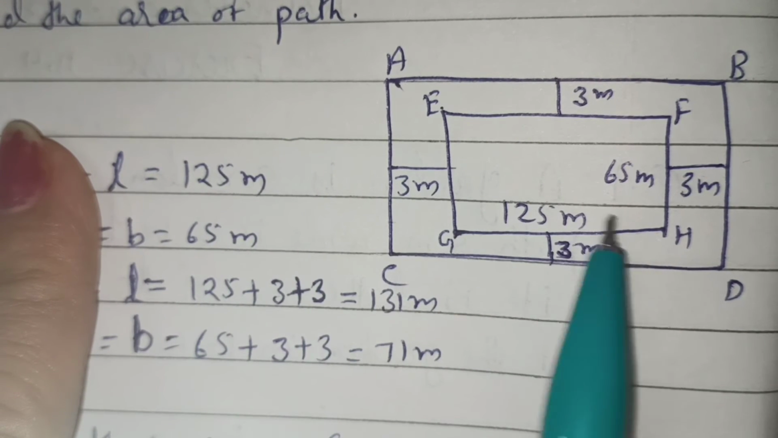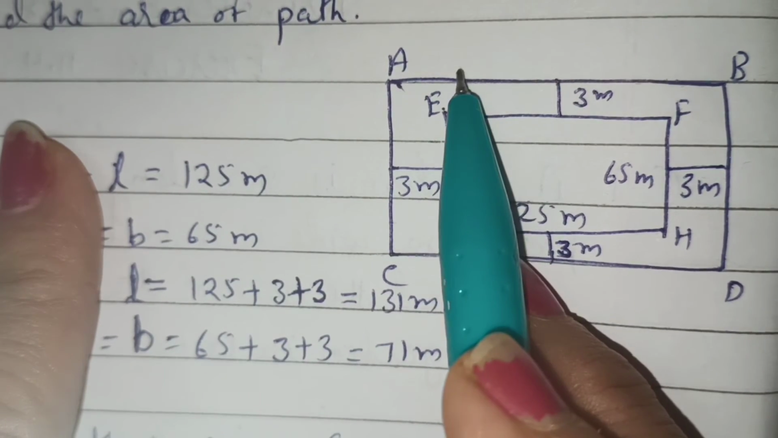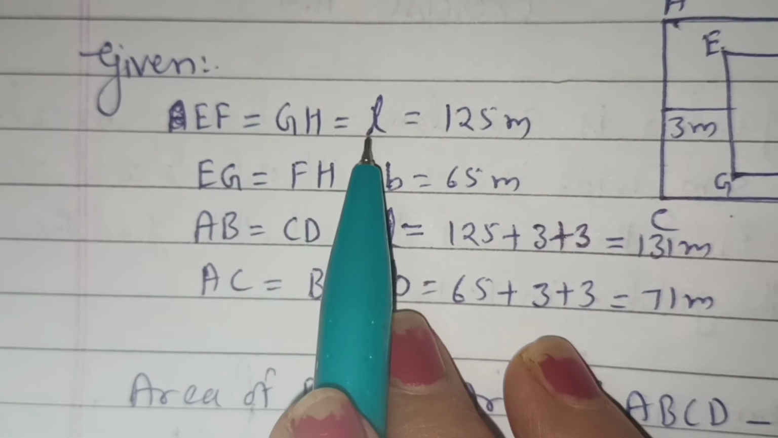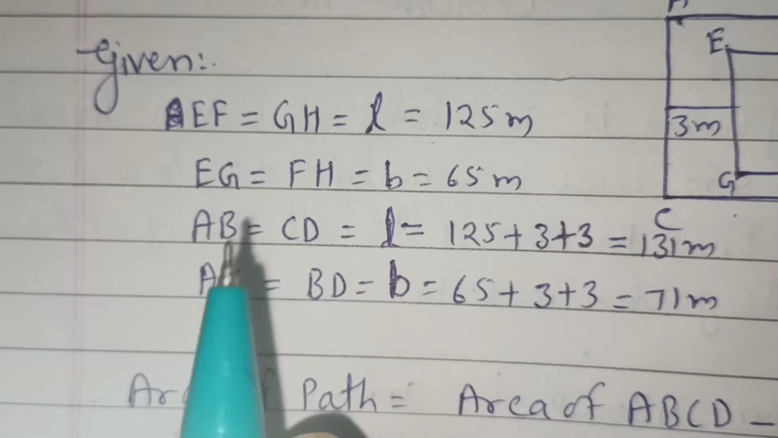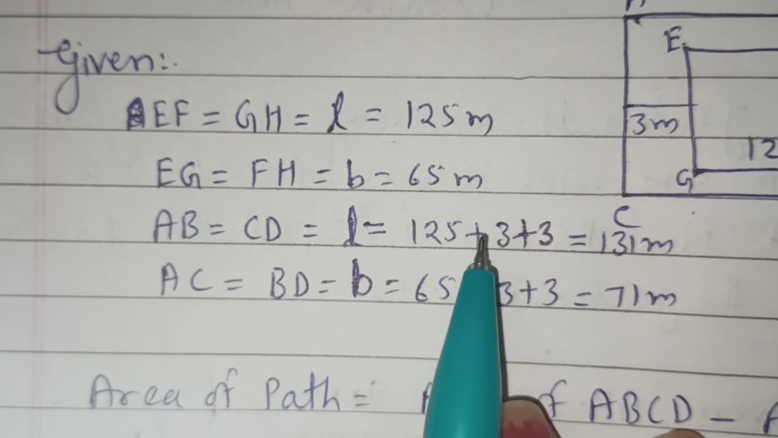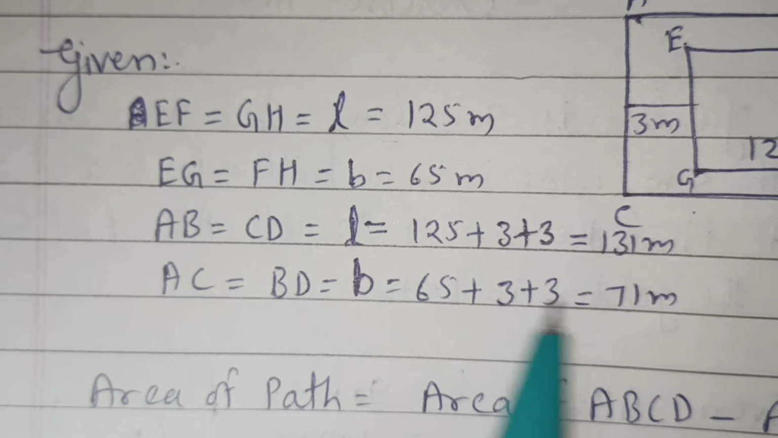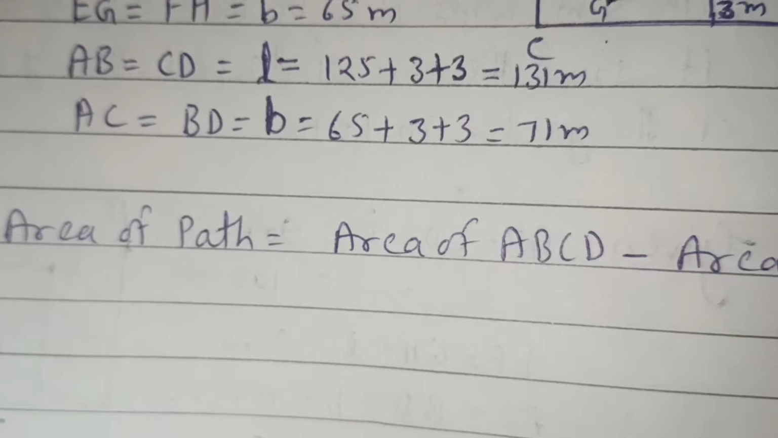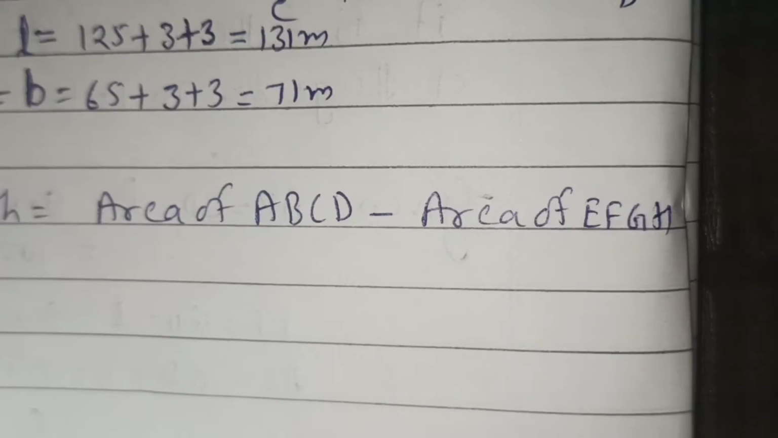And when we find AC, it will be 65 plus 3. EF and GH are given; EG and FH are given as 65. For AB and CD, 3 will be added on both sides, and AC and BD are also equal to, on both sides we will add 3 and 3. Area of path is equal to area of ABCD minus area of EFGH.